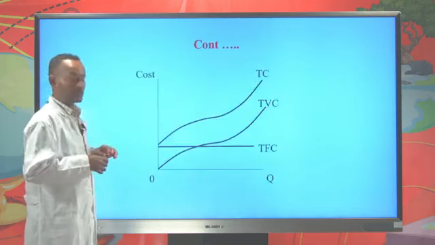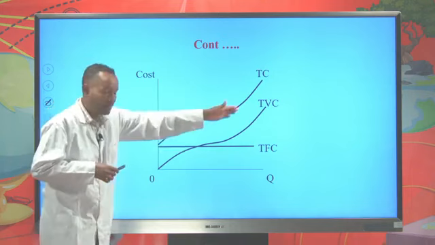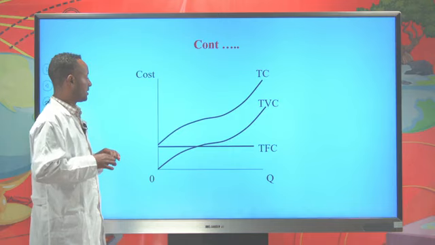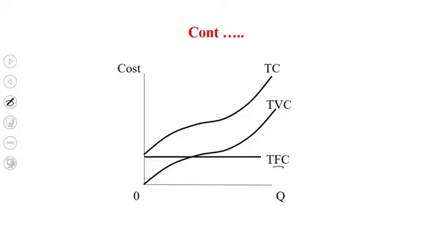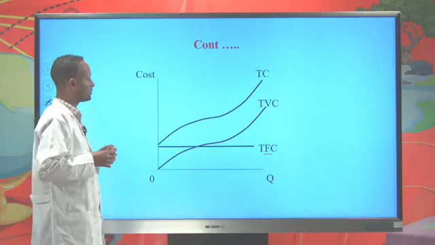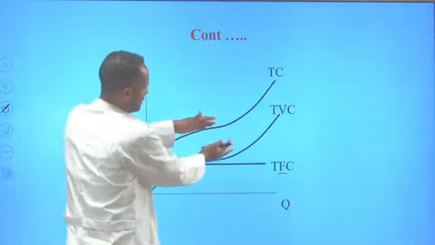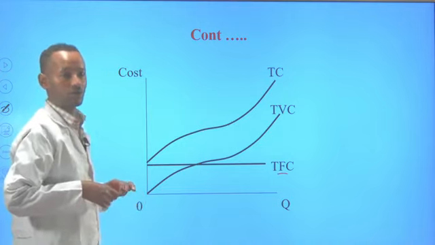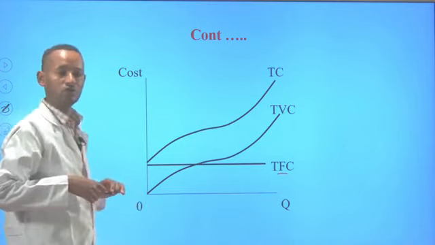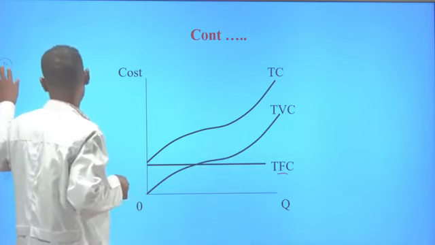Graphically, this is the total cost of production curve and this is the total variable cost of production curve. This is the total fixed cost curve. The total fixed cost curve is a horizontal straight line. The gap between the total cost and the total variable cost of production is the total fixed cost of production, because the total cost of production is the sum of the total variable cost and the total fixed cost.